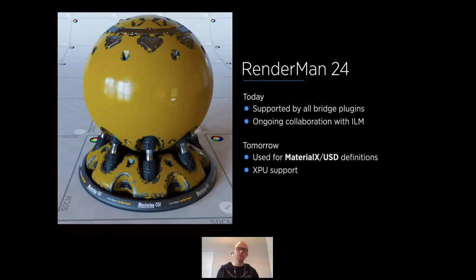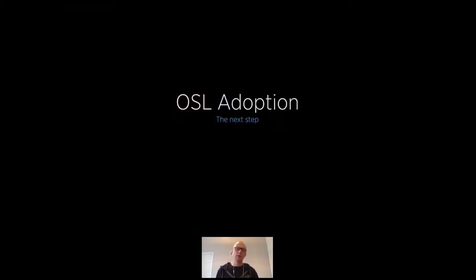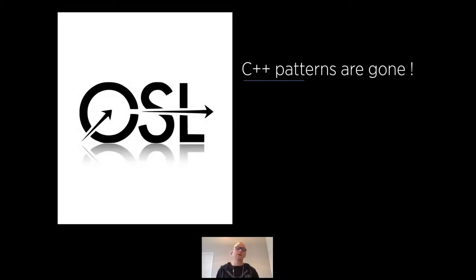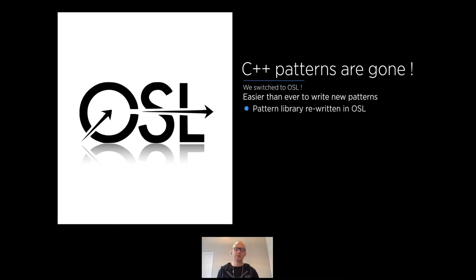Now we're going to move on to another important aspect of shading in 24. It is the next step of our OSL adoption. So C++ patterns are deprecated. All patterns are now written in OSL. We improved our OSL support to make sure we could translate our pattern library to OSL without any functionality loss. That allowed us to implement exciting new nodes, but on that a little later.